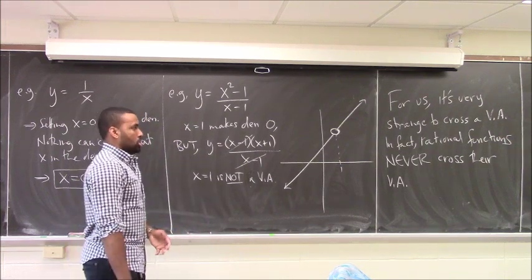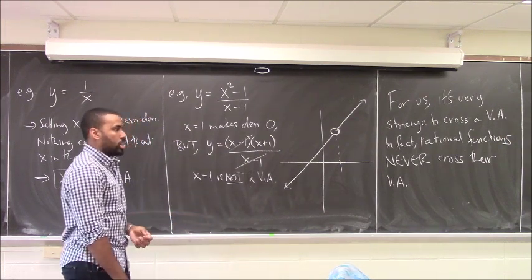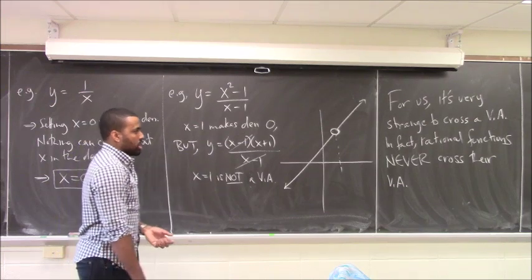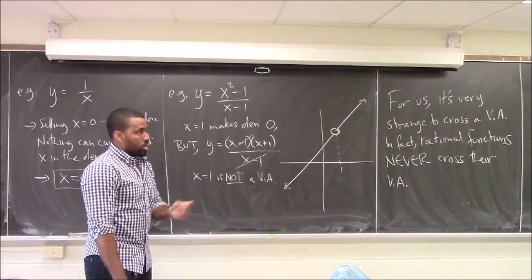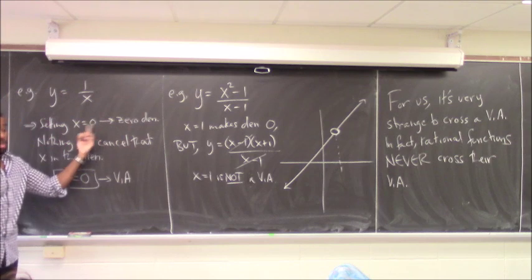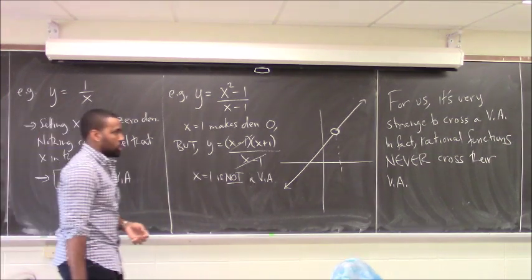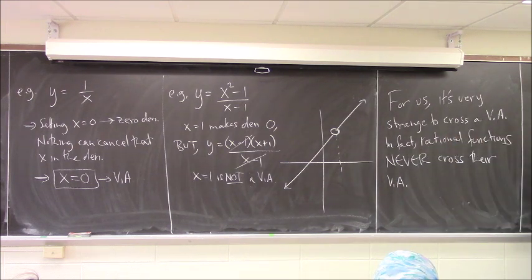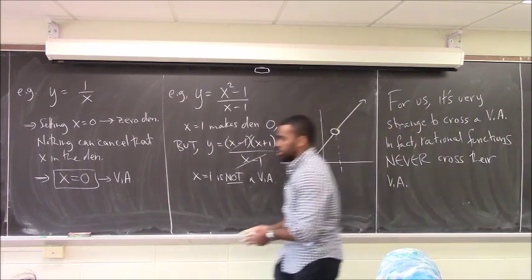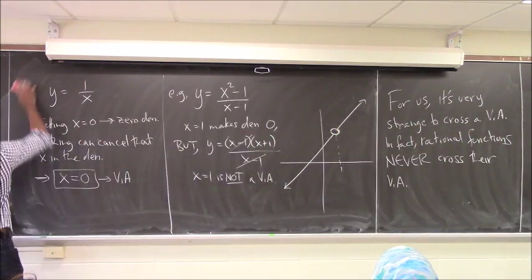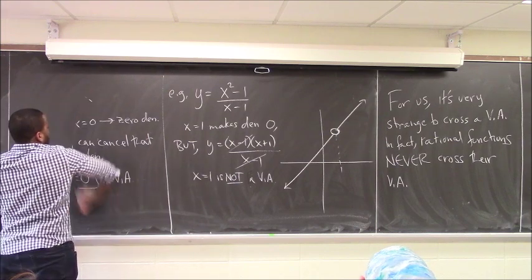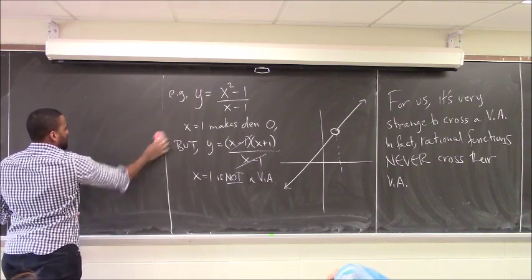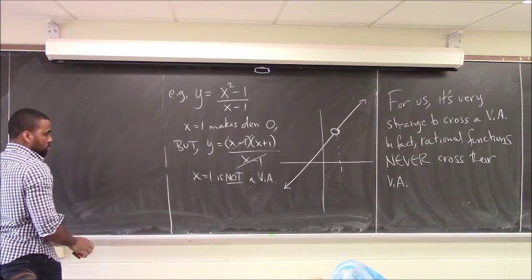so it's not that it's strange in general. For the functions that we deal with in Calc 1, it's kind of strange, right? Because usually a vertical asymptote occurs when a division by 0 occurs, and you can't have a function having meaning at a division by 0. So for us, for rational functions, the vertical asymptotes occur when the denominator is 0, so you can't touch that vertical line.